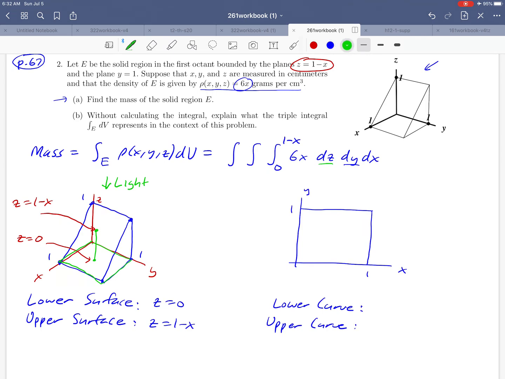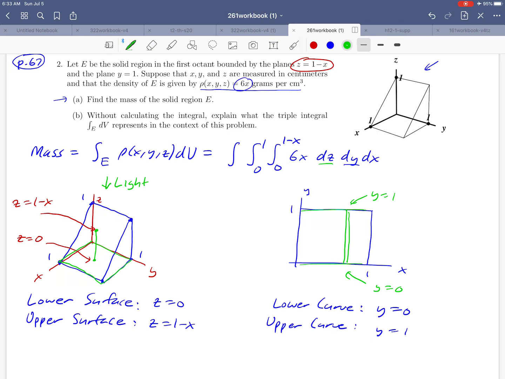Okay, well, let's see. If we go from bottom to top, we're dealing with just horizontal lines, just like we did in the last example. So on the top, we've got y equals 1, and on the bottom, we've got y equals 0. So those are our upper and our lower curves, and they tell us what our limits of integration on the middle integral are. We're going from 0 to 1.